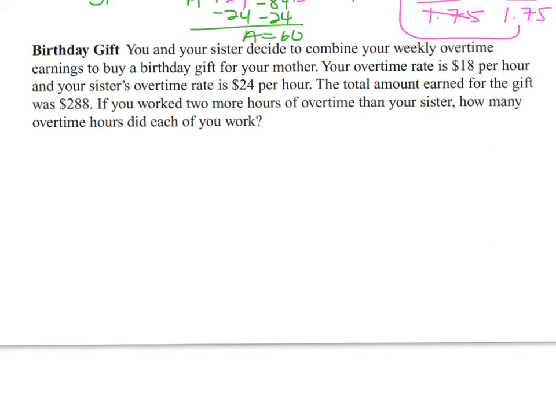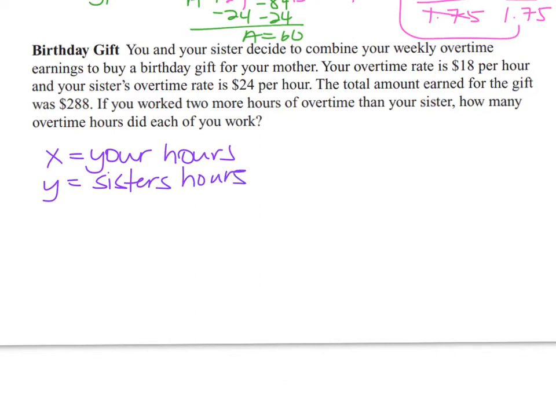All right, let's see what we have here. So we're doing some overtime. It's you and your sister, so that should be our 2 variables. I'm going to say let X be your hours and Y be your sister's hours. Your overtime rate is $18 per hour. That means if we take 18 times X, that's the amount of money you make in overtime. Your sister's rate is $24 per hour. So that means each hour your sister works, there's an extra $24 towards your mother's gift.